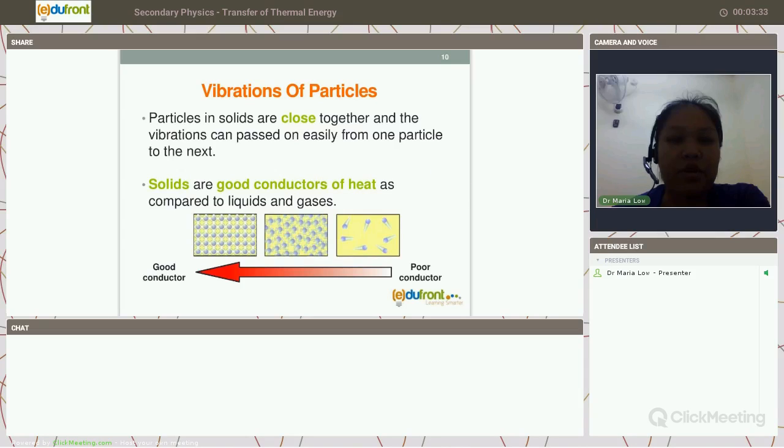In terms of vibration of molecules or particles, the particles in solids are close together, so therefore the vibrations can pass on easily from one place to the next. And the reason why solids are good conductors of heat compared to liquids and gases is because the particles are packed much closer together in comparison to liquids and gases.